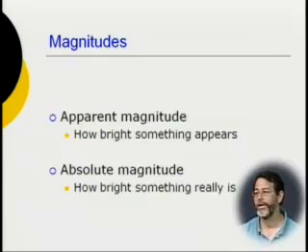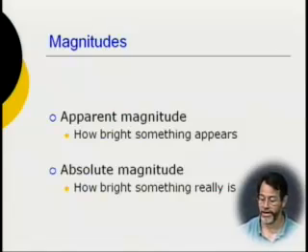What's the difference between apparent magnitude and absolute magnitude? Apparent magnitude is how bright something appears to you. Absolute magnitude is how bright something really is. So our sun, for instance, is a kind of average but kind of faint star. But it appears in our sky to be apparently really, really bright. So the apparent magnitude of the sun is very high.